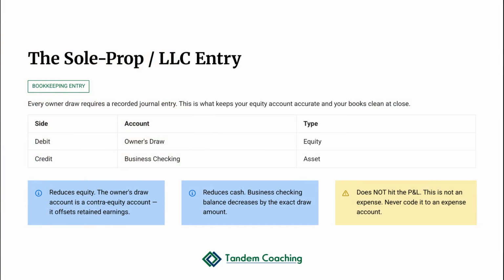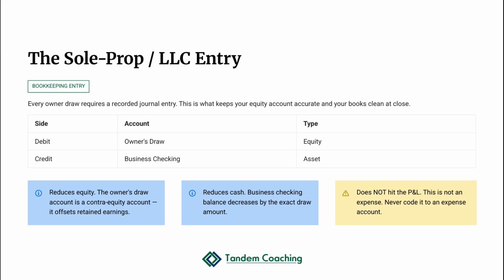The bookkeeping entry for an owner draw is exactly the same shape every time you do one, and getting it right matters more than the size of any individual draw. Debit owner's draw, which is an equity account. Credit business checking, which is an asset account. The entry reduces your equity in the business and reduces the cash on hand. And that's all it does.